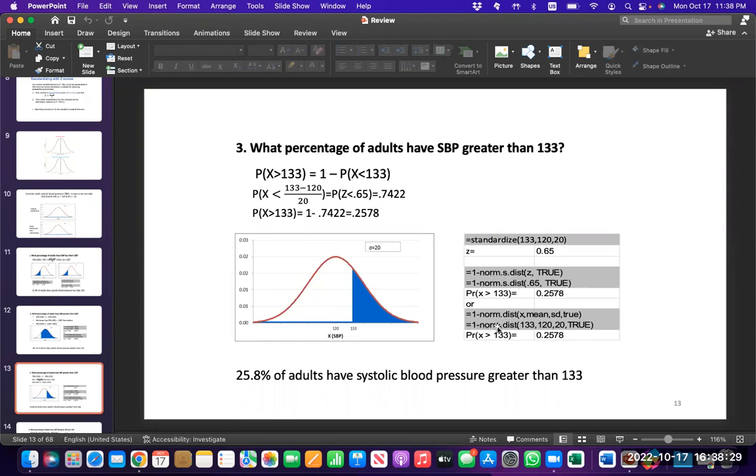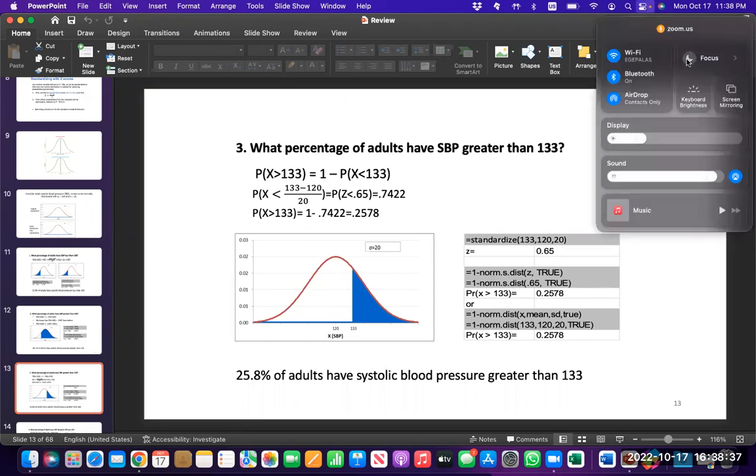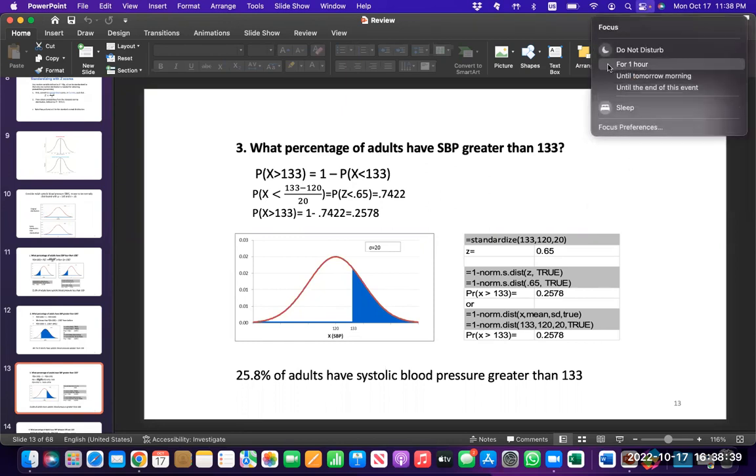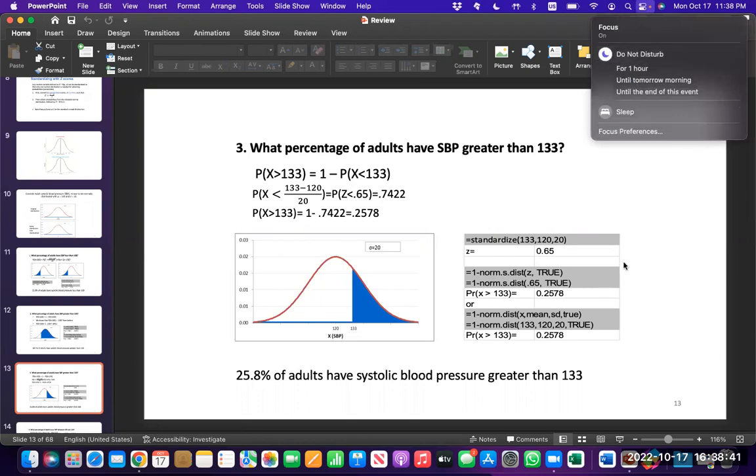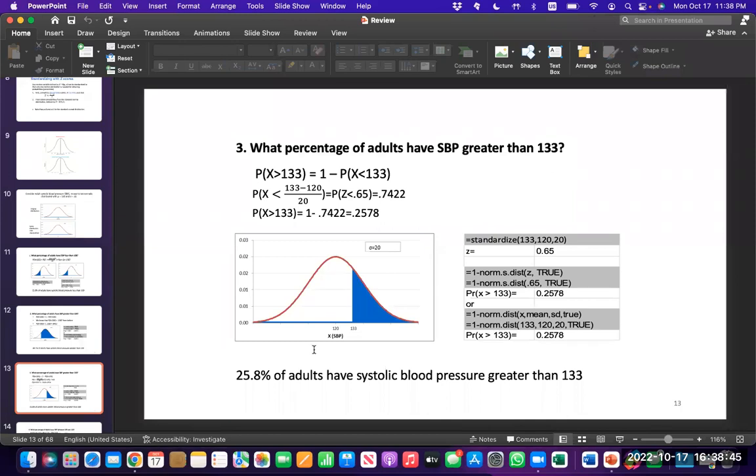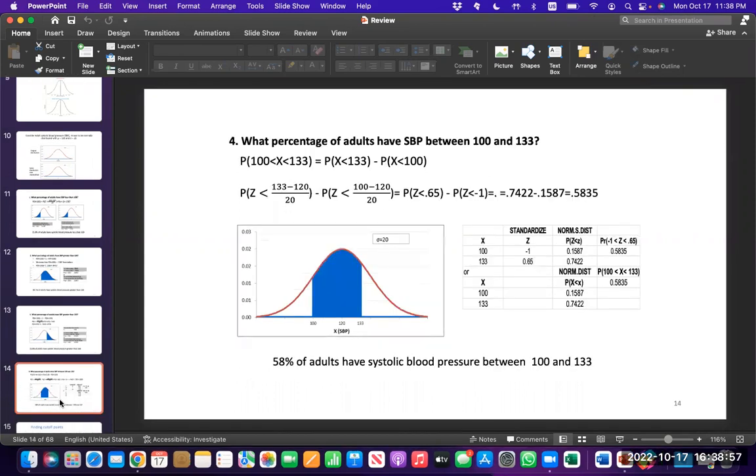You do 1 minus NORM.DIST of 133, 120, standard deviation of 20. You do true for cumulative, and that basically gets you to 0.26 as your value of interest. Just make sure, and I highly recommend, in case there's an exercise, always map it out and graph it out on a piece of paper.